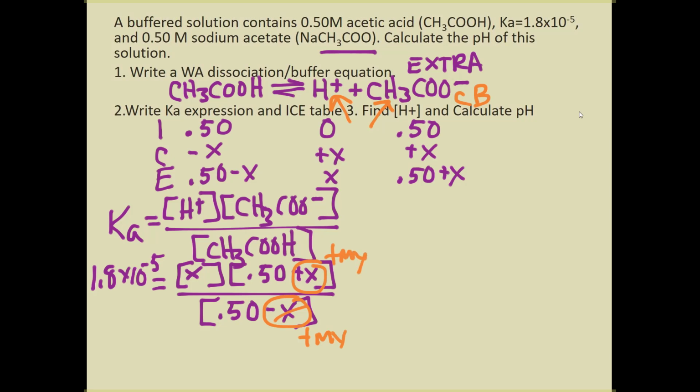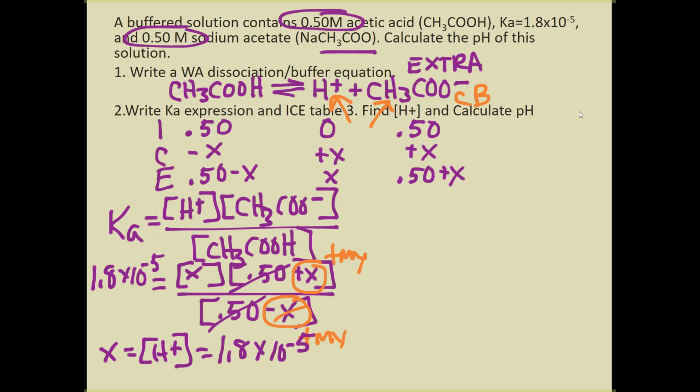Now look what this does to our math. This one just so happens to match. So 0.5 on top and 0.5 on the bottom is going to cancel out. I am left with X, which is the hydrogen ion concentration, so this would be 1.8 times 10 to the minus 5. Notice that when the conjugate base and the weak acid have the same concentration, which they do here, then my hydrogen ion will be equal to my Ka.